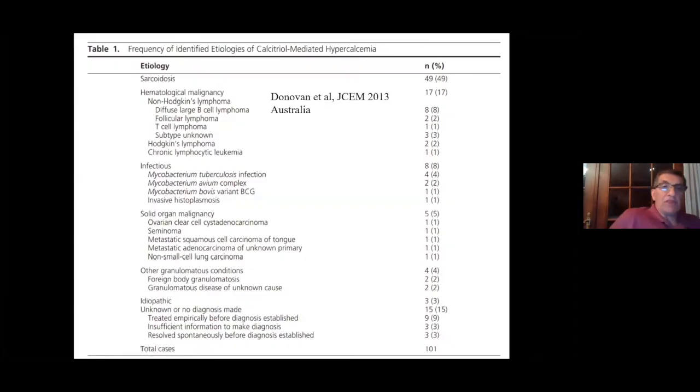So if we think about what are the things that cause calcitriol-mediated hypercalcemia, this is actually a study from Australia where they looked at roughly 100 patients. And as we would all expect, sarcoid was responsible for half of them. And the next big group was hematologic malignancies, typically lymphoma, with a smattering of other much less common things, infections and other cancers and so forth.